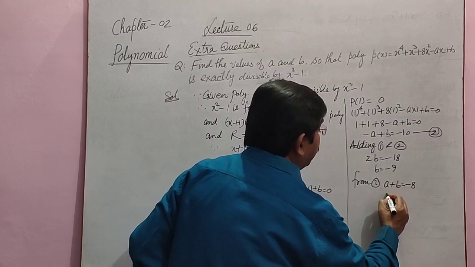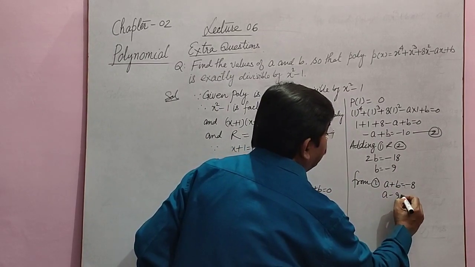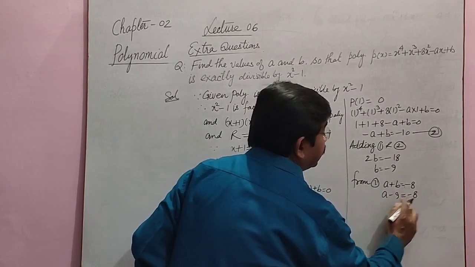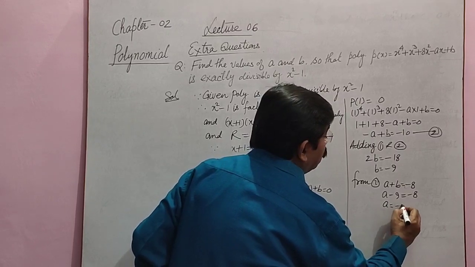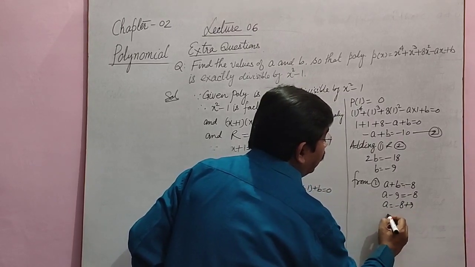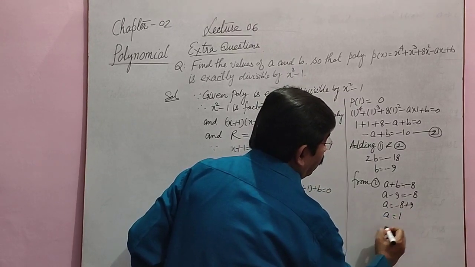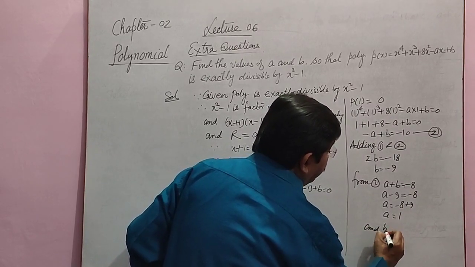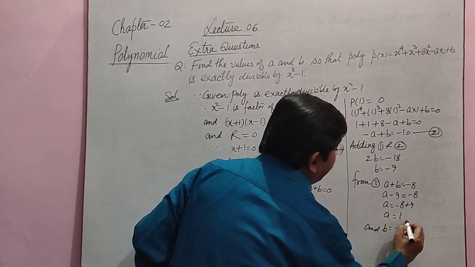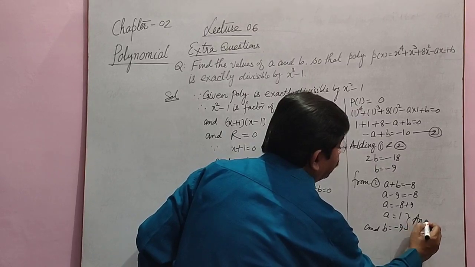Write the value of b. a minus 9 is equal to minus 8. Send this side: a is equal to minus 8 plus 9. a is equal to 1, and b is equal to minus 9. This is your required answer.